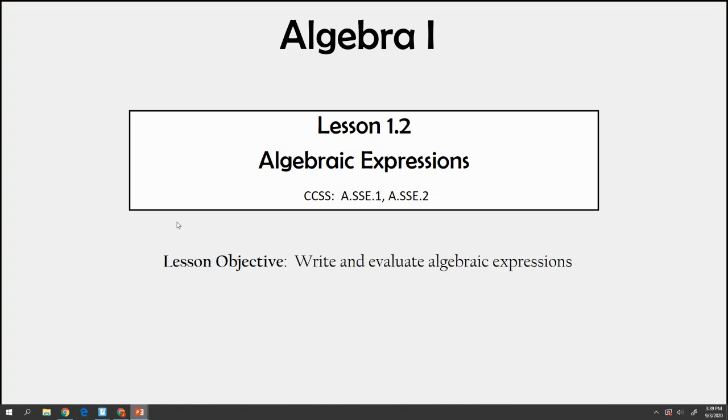All right, we're going to start lesson 1.2 today. This is on algebraic expressions. So we're going to build on the ideas of yesterday's work with numerical expressions, but we're going to add some algebra to it today. And we're going to work on writing and evaluating these algebraic expressions.